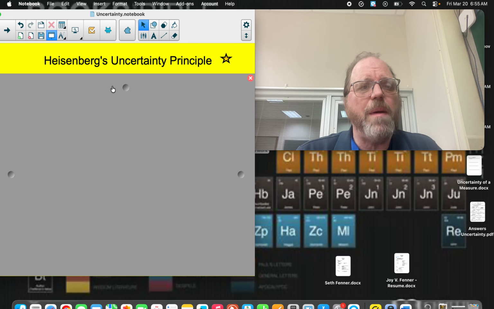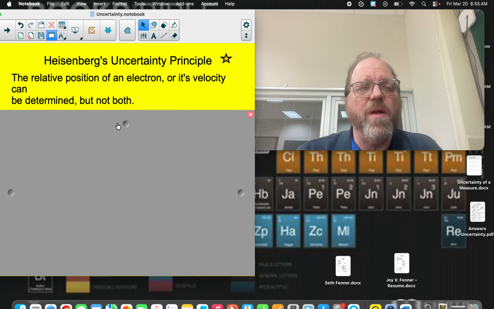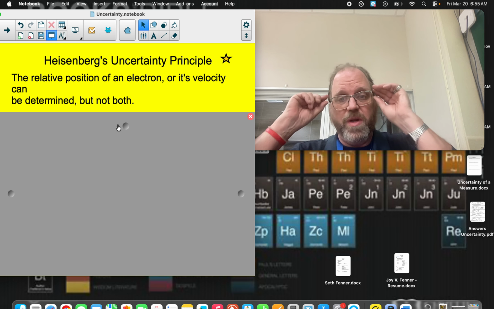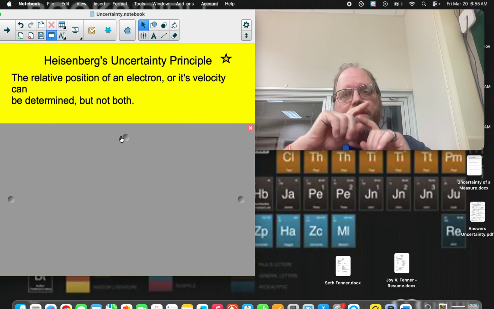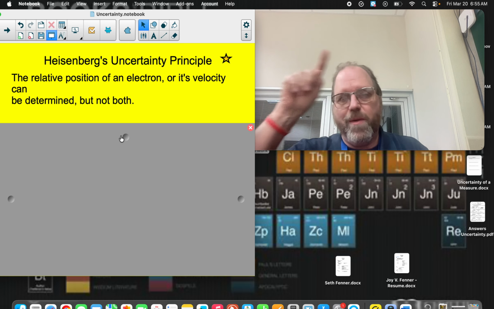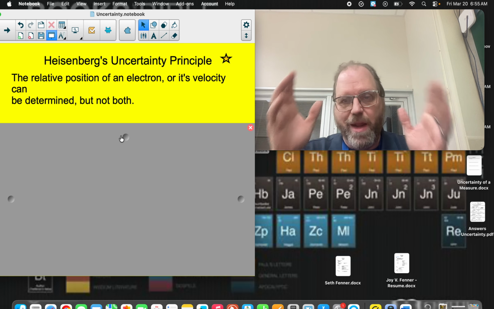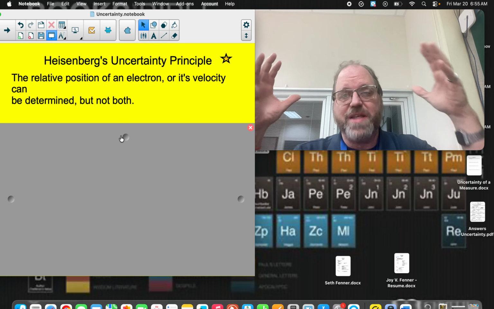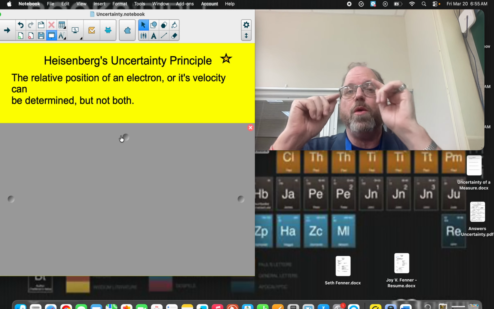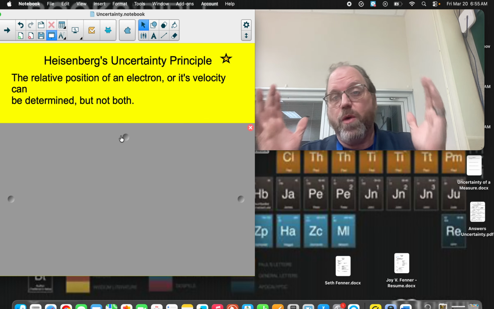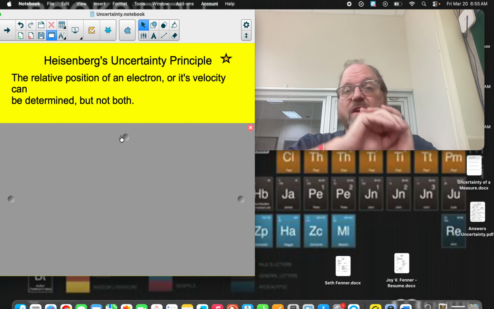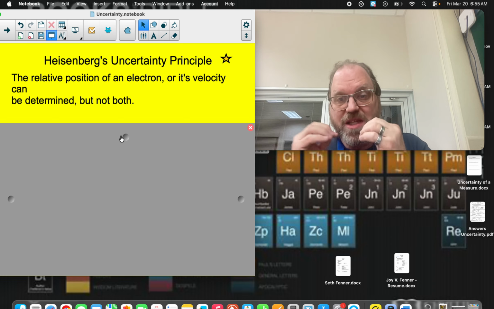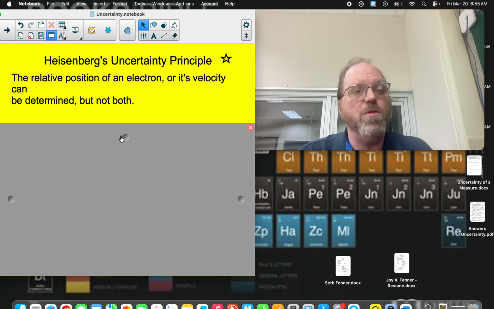He began to work for us, and Heisenberg came up with the uncertainty principle. It says the relative position of an electron or its velocity can be determined, but not both. What does that mean? Remember, Bohr theory says an electron goes round and round in an orbit. Heisenberg identified that it was going in all different directions inside a specific orbital. We can either know where it is right now, but have no idea where it's going to go next, or we know its velocity, what directional vector it's traveling, but we can't know its instantaneous position because it's in constant movement.